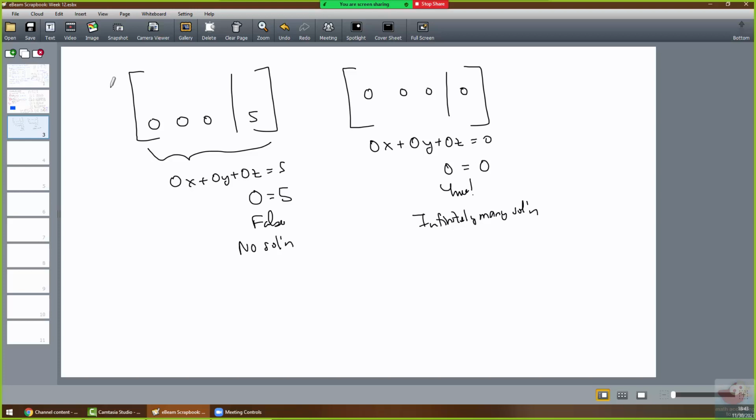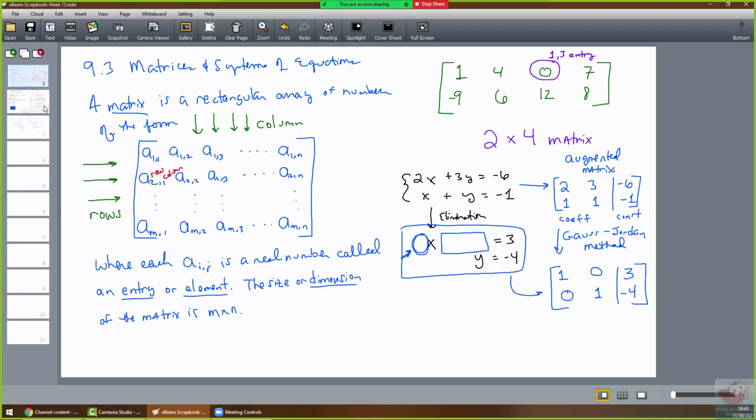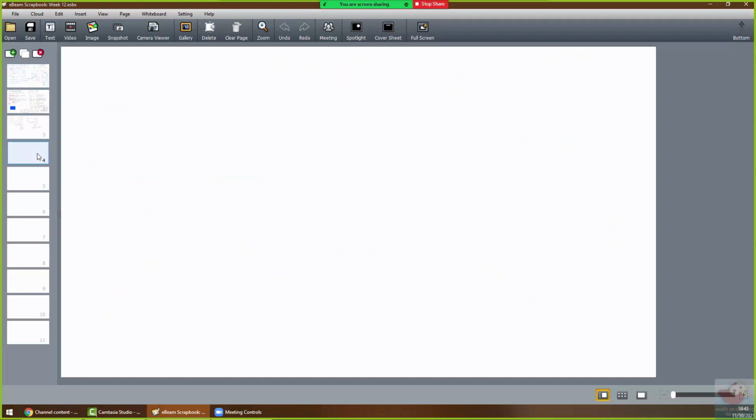Okay, questions? All right, that is 9.3. Did I write that right? Yes. All right, good. So now we skip to 9.8. 9.8 is partial fraction decomposition.